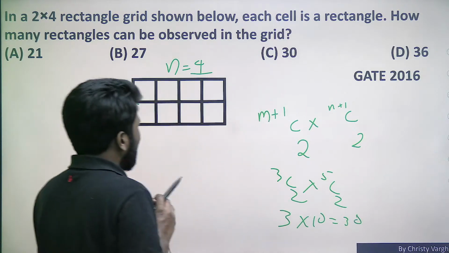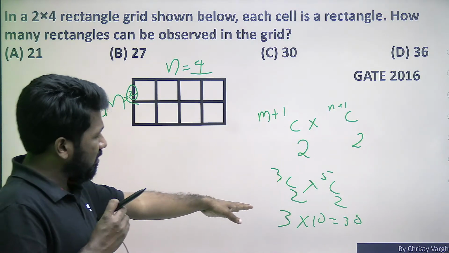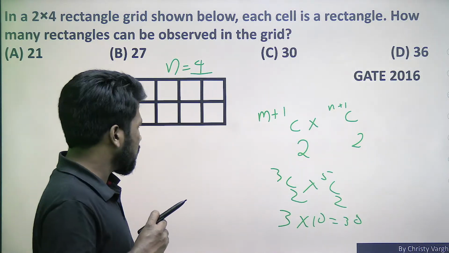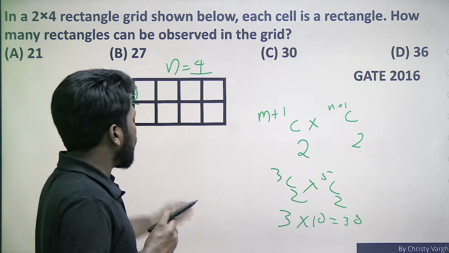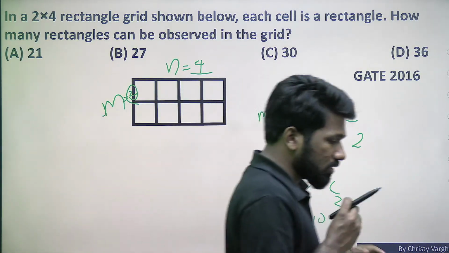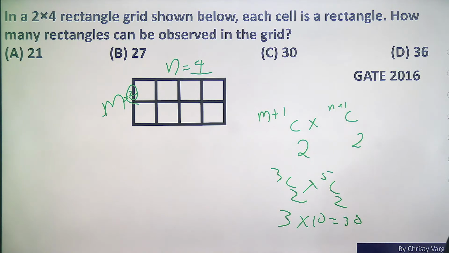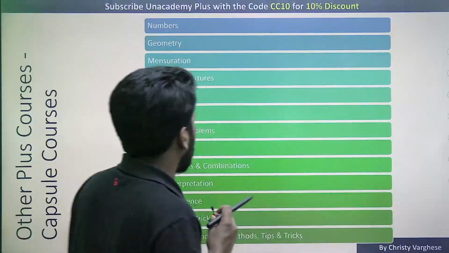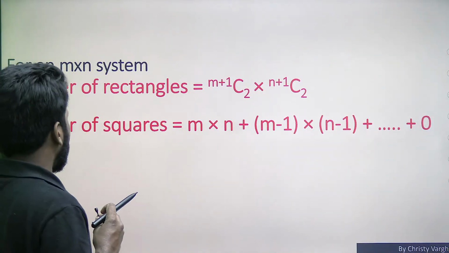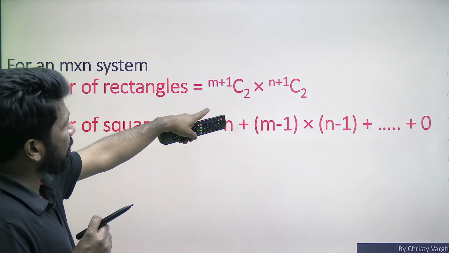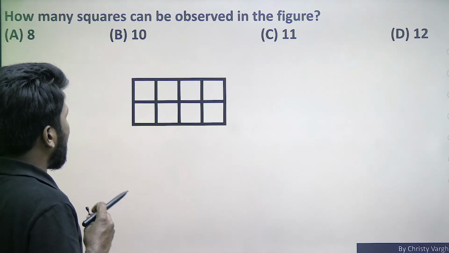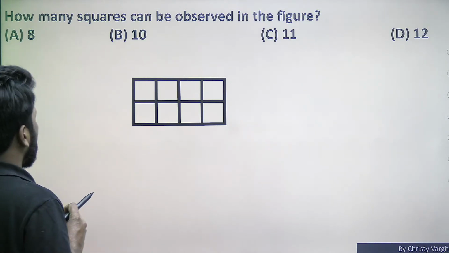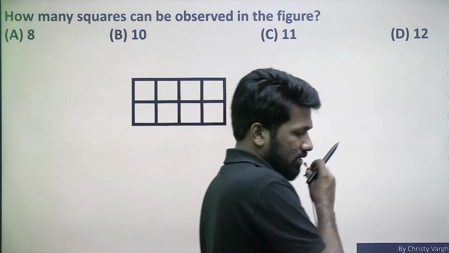As I told, in this question you may not feel that this is a very good method, because manual counting will also take almost the same time. But when the number of rows and columns increases, this method will be more significant. So I will make you understand with another example. I have given the formula for the number of rectangles; there is a formula for squares also. I will come to that. Try this question. With this question I will explain.